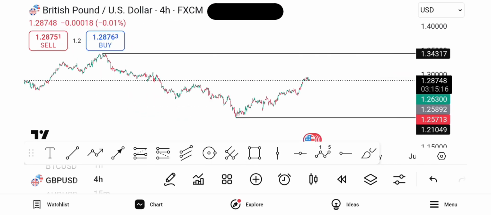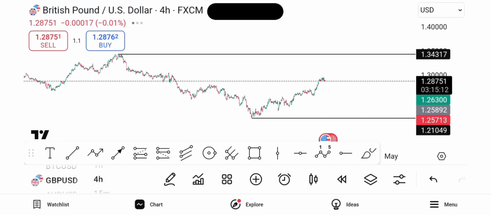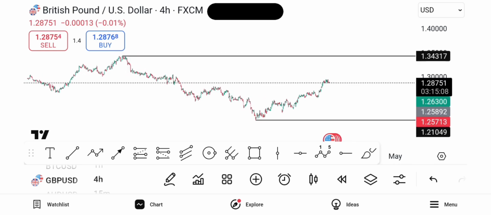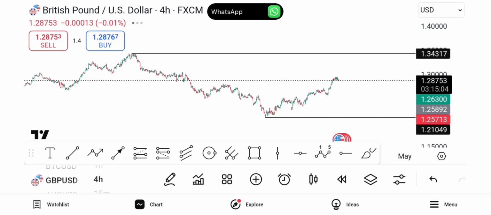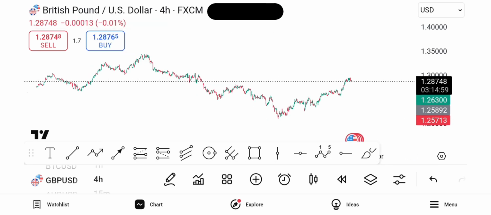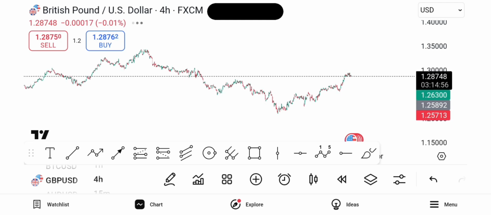So let me begin afresh with support and resistance. Let me remove everything, then we begin afresh, and I'll show how to draw support and resistance. What do I mean by resistance?